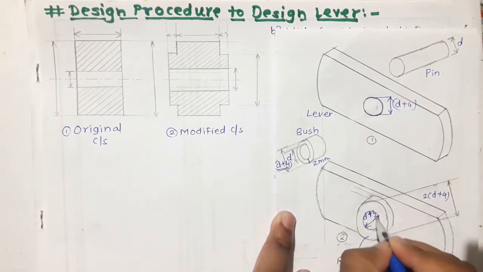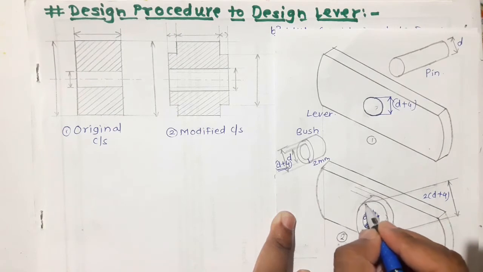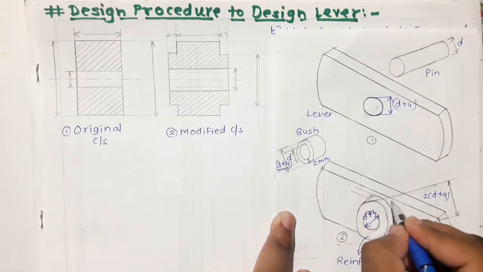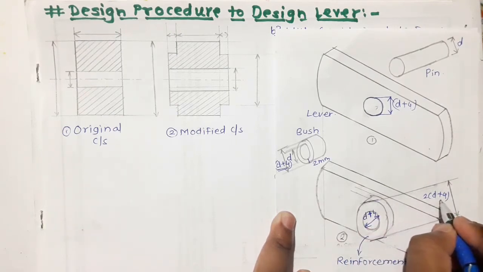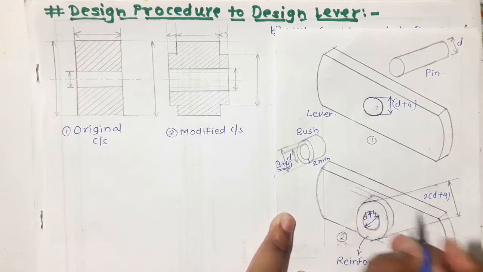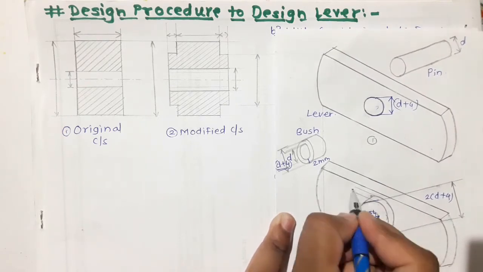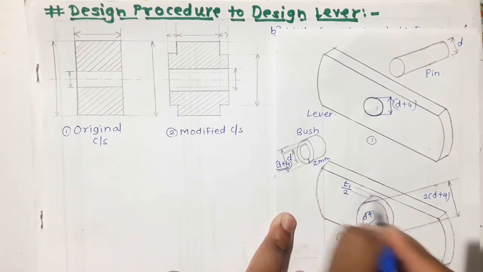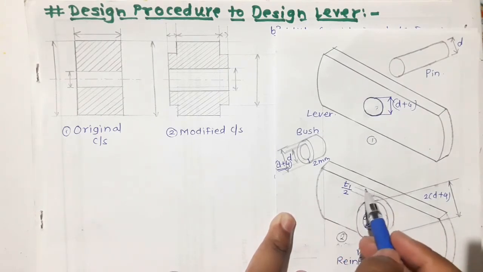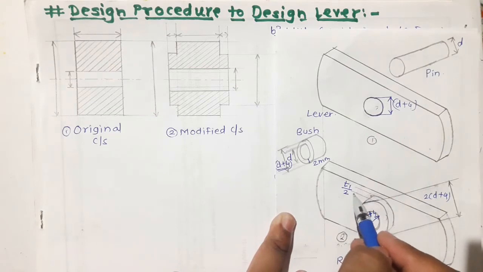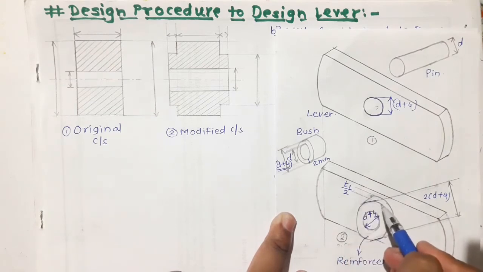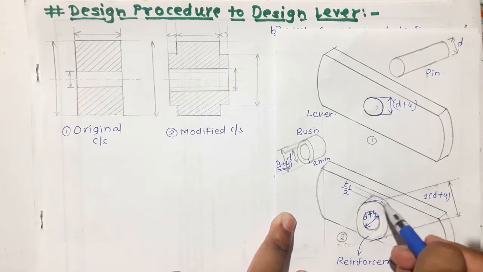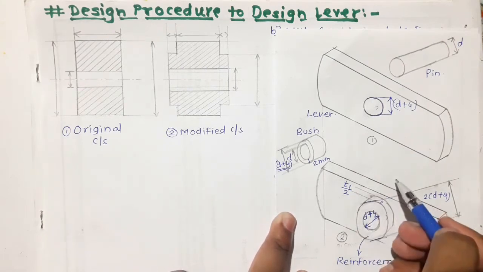Whatever the diameter of the hole is, twice that diameter will be the outside ring diameter, twice d plus 4. And for its thickness, we use t1 by 2. Generally t1 by 2 will be 2.5, that is, 2.5 mm will be the thickness of this reinforcement material on one side. Similarly, such reinforcement material will be there on the other side.